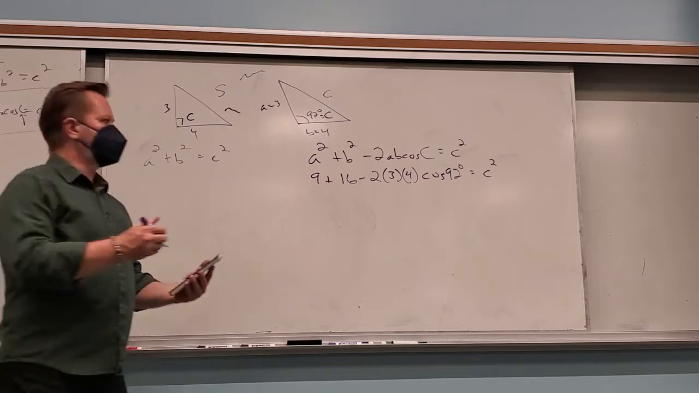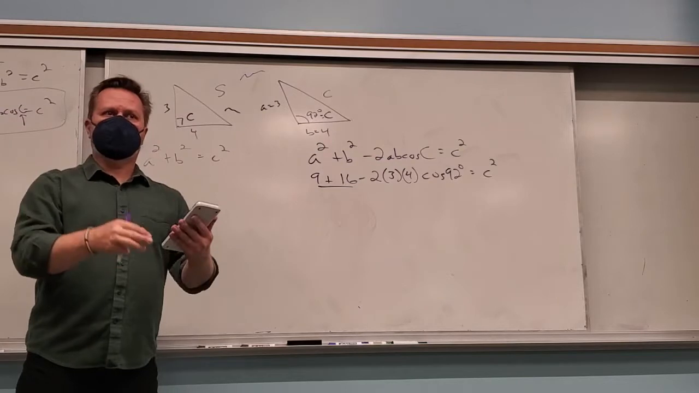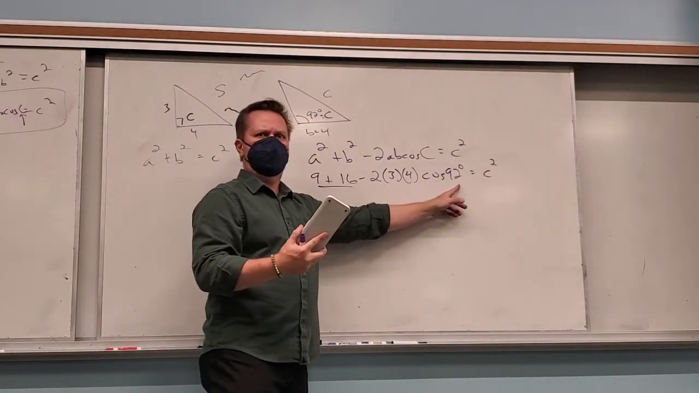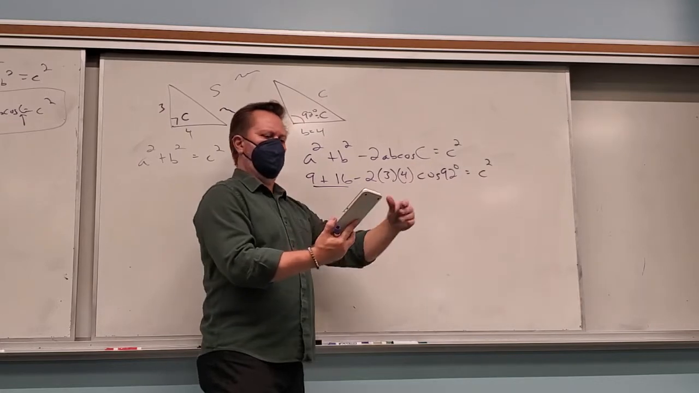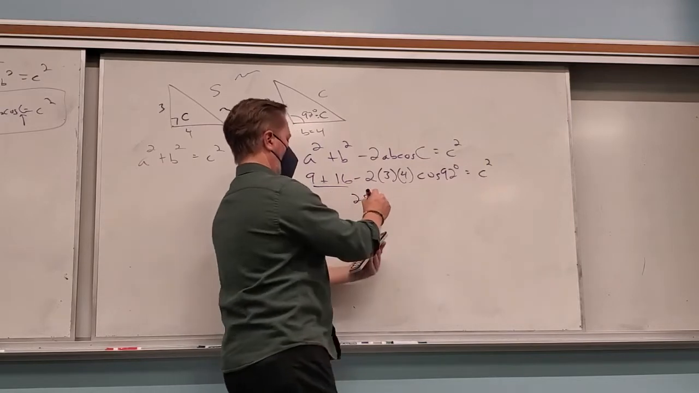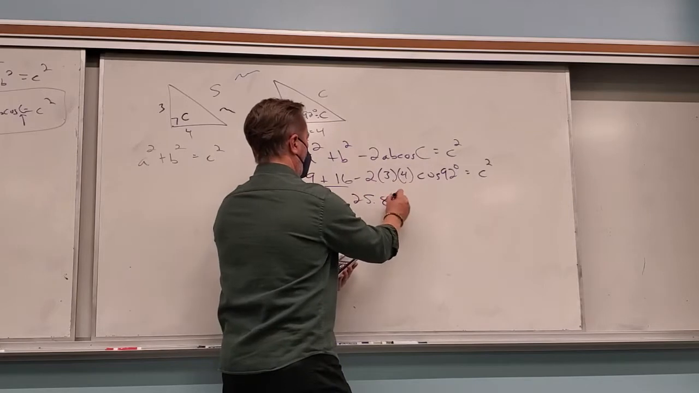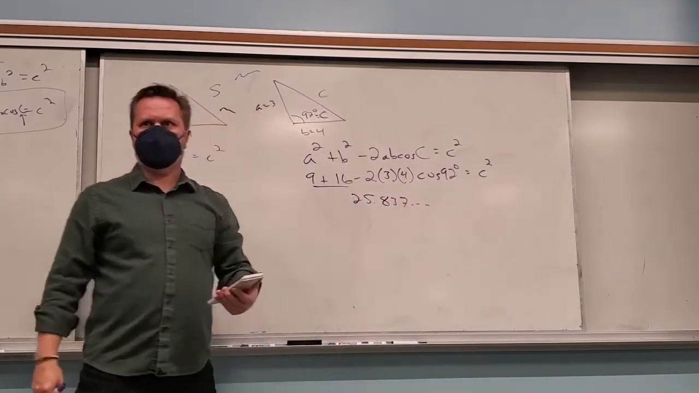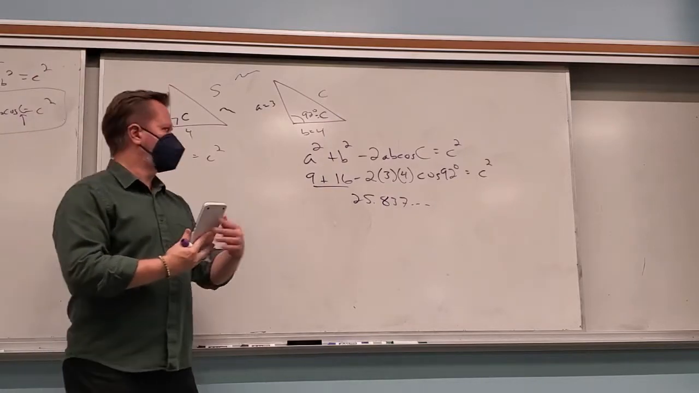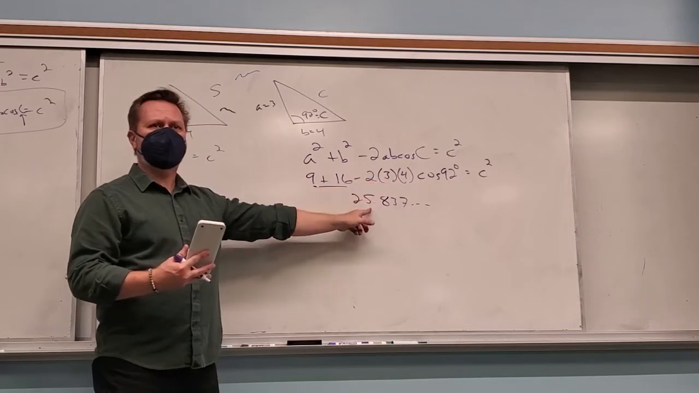By the way, a little side note: 9 plus 16 is 25, yes? What are you getting just for this side? 25 point 837, and so on, right? Okay, I like it. But wait a minute, isn't this 25? Aren't I subtracting something? So how do you get bigger?